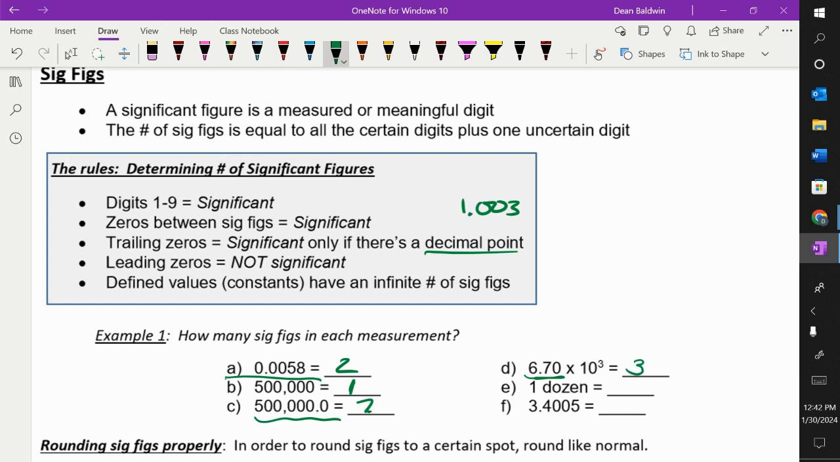A dozen. Infinity. Infinite. I'll just put the infinity symbol. There you go. Constants have an infinite number of sig figs. That's this rule.